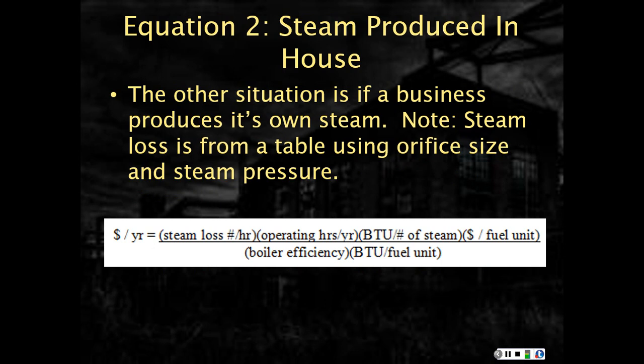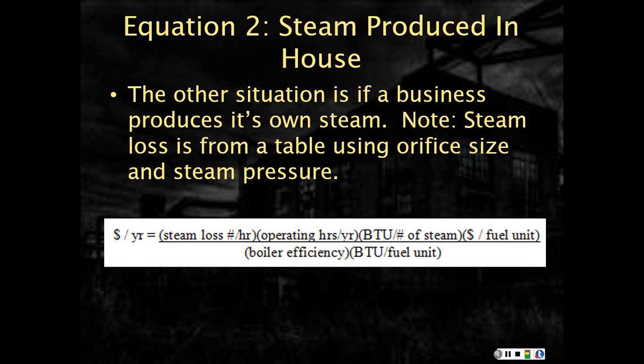The second situation is if I am producing in-house steam. In other words, I have my own boilers. Now, if this is the case, to calculate the dollars per year that I'm going to save by repairing a trap, again, I need to know my steam loss in pounds per hour. I need to know, again, the operating hours per year of the device where the trap's located. I need to know the BTUs per pound of steam, so I can go to a steam table and look that up based on the pressure of the steam I'm running at the facility.